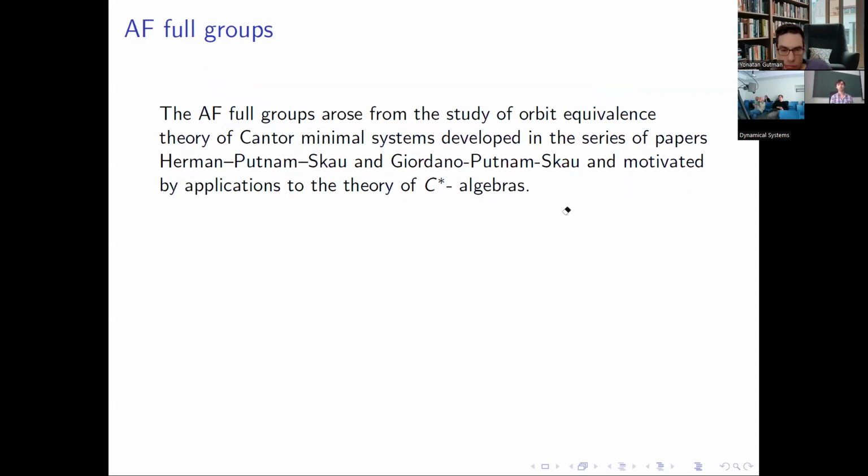These approximately finite full groups arose initially from the study of orbit equivalence relations on Cantor minimal systems by, for instance, Herman, Putnam, Skau, and also in papers by Giordano, Putnam, Skau, and have applications to the theory of C*-algebras.